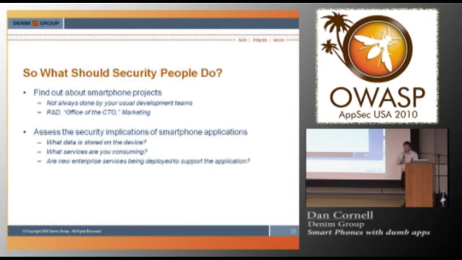From a security standpoint, the real challenge, as I said, is to find out about the smartphone projects that are going on in your organization. Because this is something new enough and cool enough that it's often coming out of an R&D group or the office of the CTO, which I suppose is what I run at Denim Group. Or it's something the marketing people are going out and procuring in non-standard ways, and so security has to play catch up to go and track down this stuff.